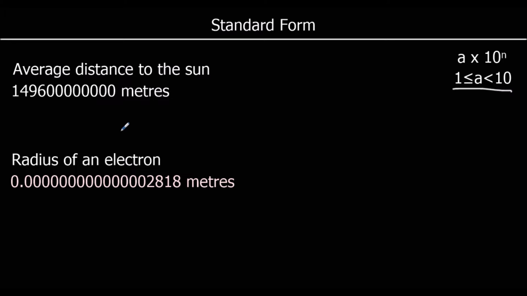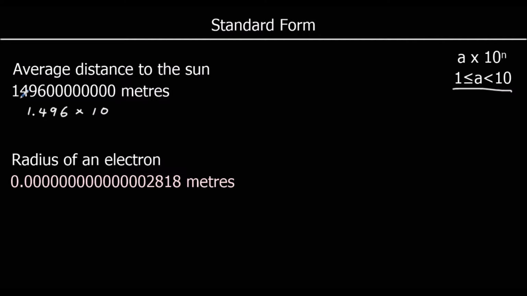So with 149.6 billion meters, my number between 1 and 10 is going to be 1.496. So I can write 1.496 times 10 to the power of something. And the question is, how many times do I multiply 1.496 by 10 to get 149.6 billion?